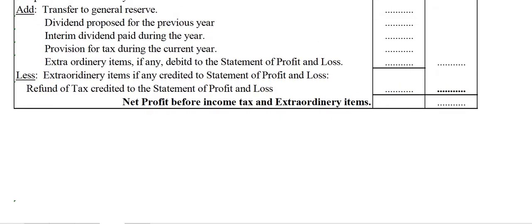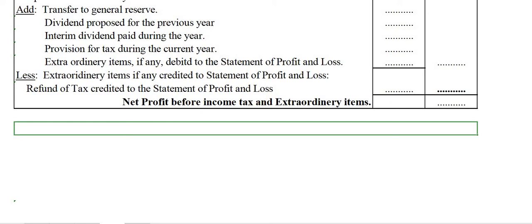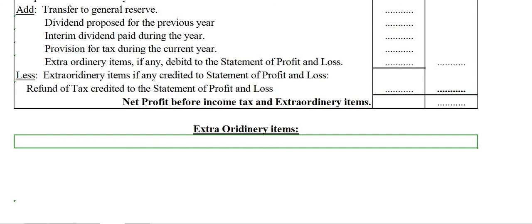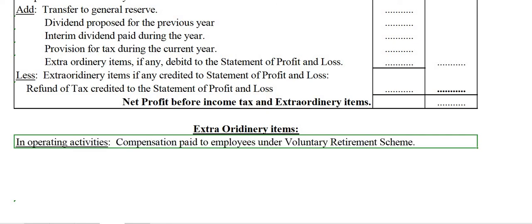First one is, what is extraordinary items? What are the different extraordinary items? Extraordinary items means all the items which are not an ordinary item for the business organization. Rarely happens. Okay. For example, this can be divided into extraordinary items of three different activities. Extraordinary item for the operating activity is, example for that is compensation paid to employees under voluntary retirement scheme. You may have heard about VRS.